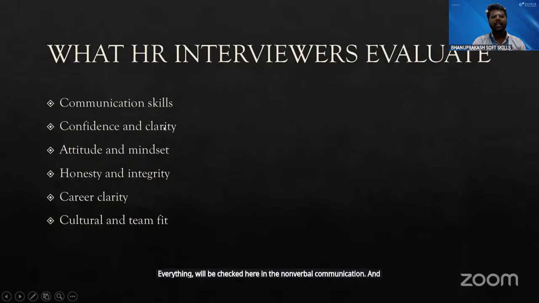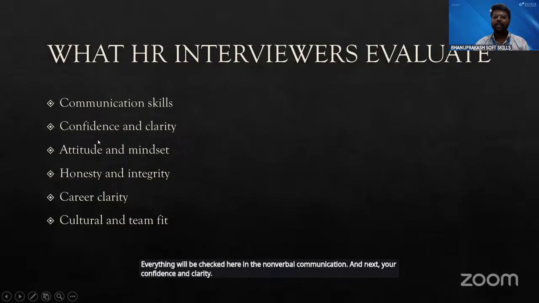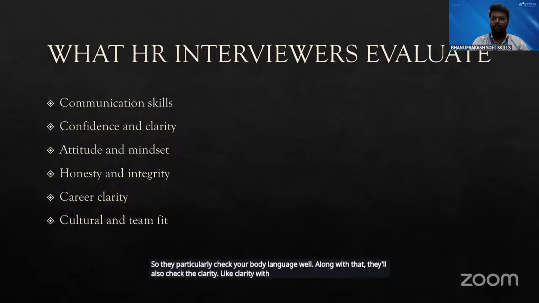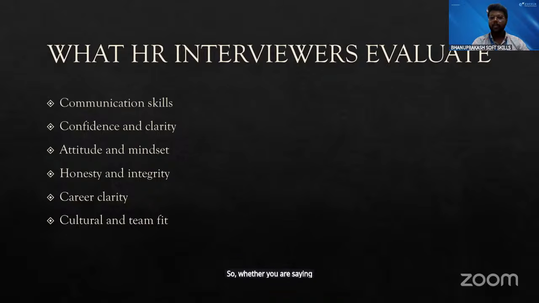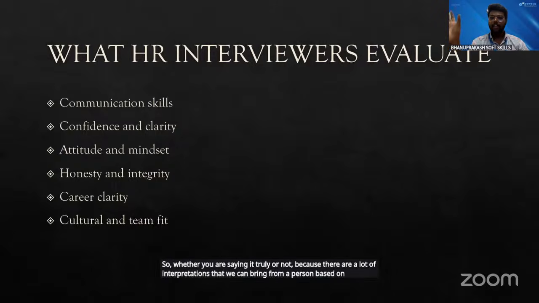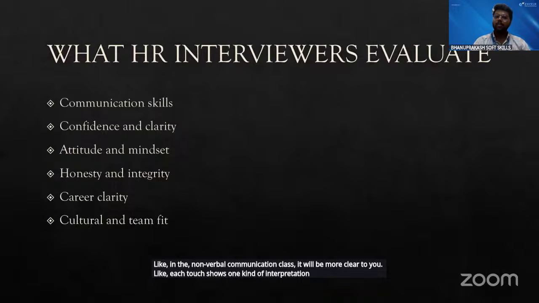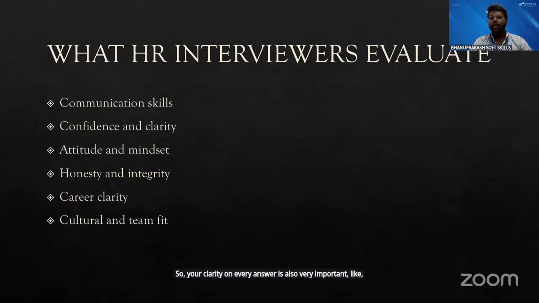And next, your confidence and clarity. Confidence is something that we can show with our body language, so they particularly check your body language well. Along with that, they'll also check the clarity of your answers, whether you are saying it truly or not, because there are a lot of interpretations that we can bring from a person. In the non-verbal communication class, it will be more clear to you, as each gesture shows one kind of interpretation. So your clarity on every answer is very important. You should never sound like you are doubting.